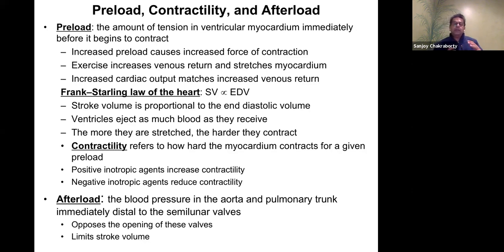That means they are opposing the opening of these valves, so you need more pressure to open them. That's what will happen: they will cut down the stroke volume, meaning more blood cannot come in. So preload, venous return, contractility, and afterload: these factors directly control EDV and ESV.